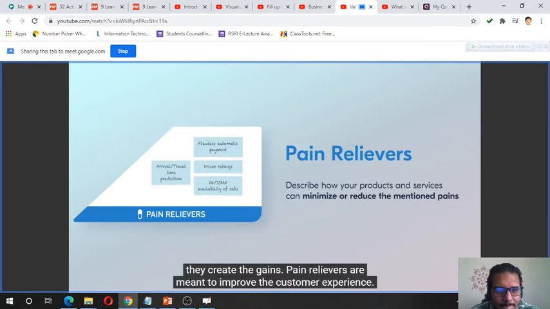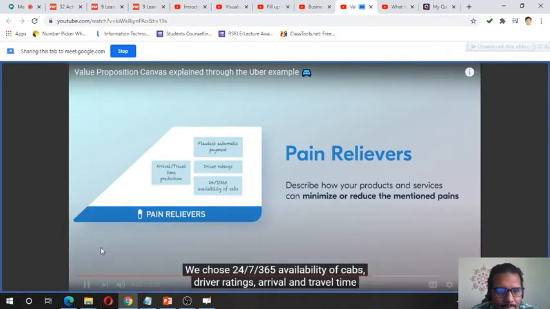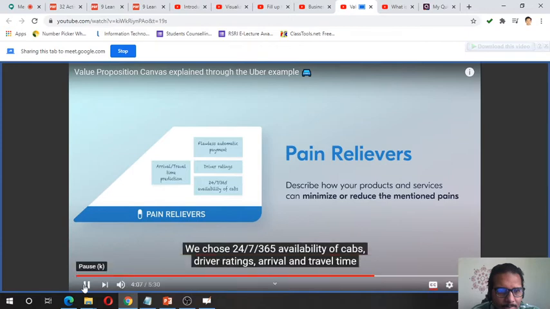Pain relievers are meant to improve the customer experience. We chose 24/7, 365 availability of cab. We need not wait for a long time, so in the mobile itself we'll be seeing where the cab is and when it is about to arrive, so time prediction is there. Automatic payment option is there. Driver ratings are there, and the cabs are available throughout the day. So that is the advantage.